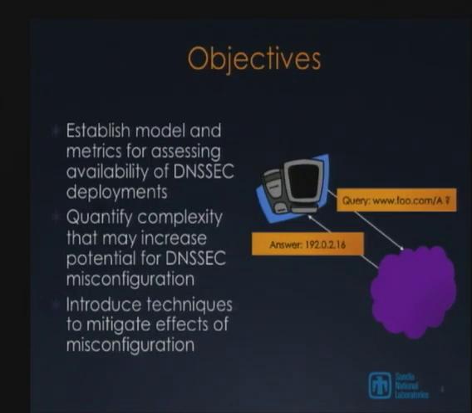So some of the objectives in the talk today: to look at DNS and DNSSEC, establish a model and some metrics for measuring availability in DNSSEC deployments, and then take a look at some of the reasoning behind why some of these misconfigurations happen that cause availability issues, and then finally introduce some of the techniques to mitigate this misconfiguration so that you can still go to www.google.com even if there's something wrong with it down the road.